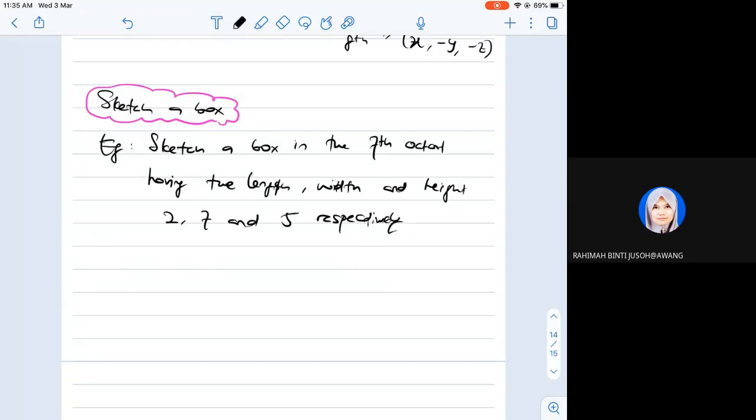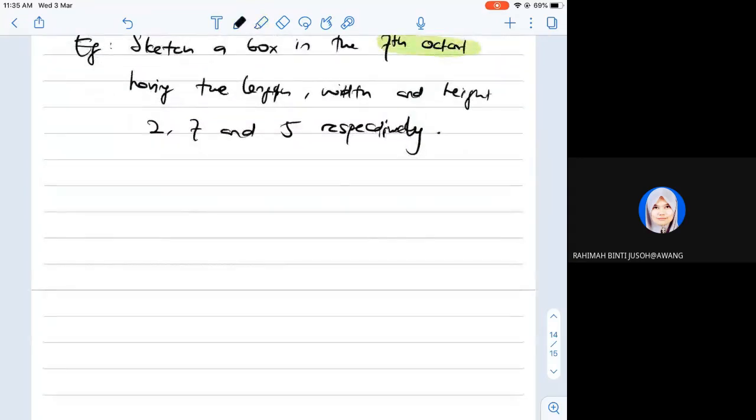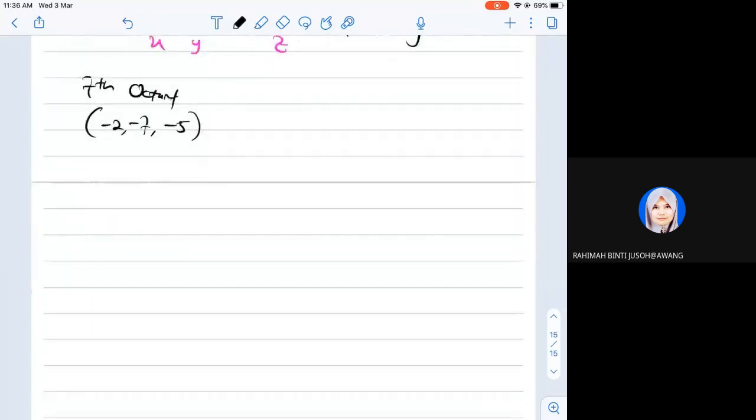Alah, saya punya iPad ni pun jadi buruk tulisan saya. Faham tak? Respectively. Gitu. Okay. Sketch a box in the 7 octant. Jom kita sketch box ni in the 7 octant having the length, width and height. First of all, highlight 7 octant. So bila 7 octant, what happened? Okay, let's say this is your coordinate X, Y and Z. So what happened in 7 octant? Semua negatif. All negative. Well done. Very good. All negative. So -2, -7, -5. So jom kita plot box ni.